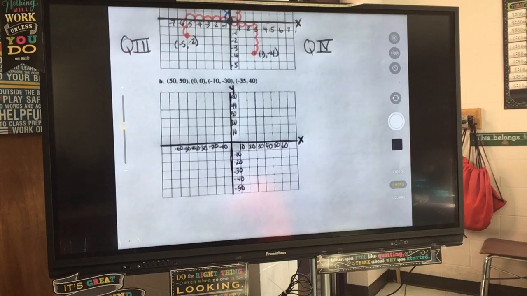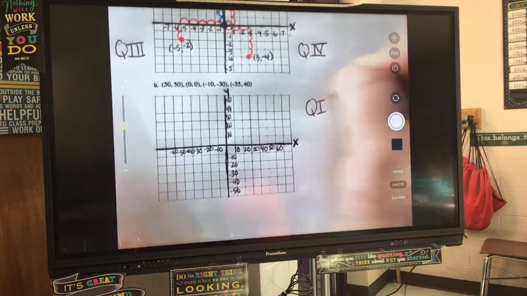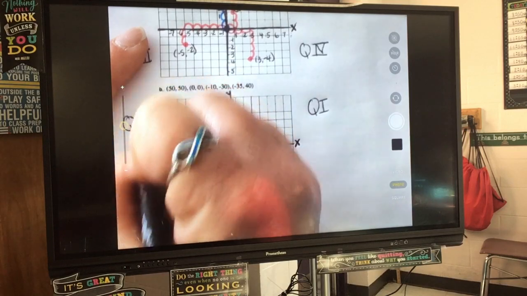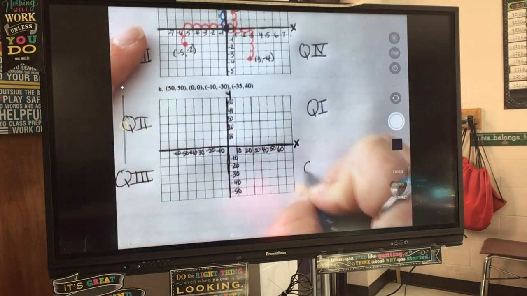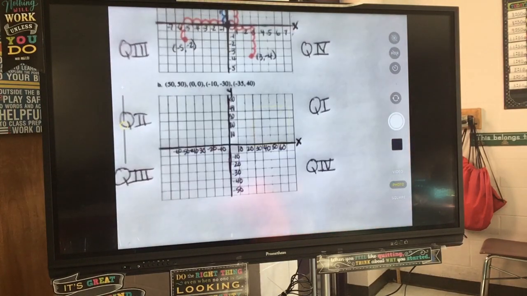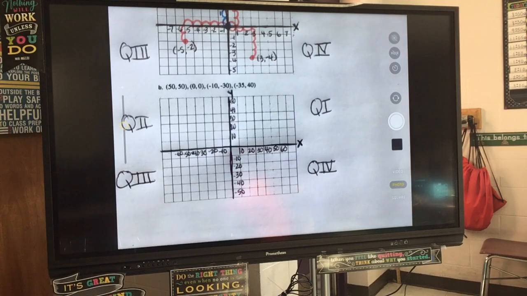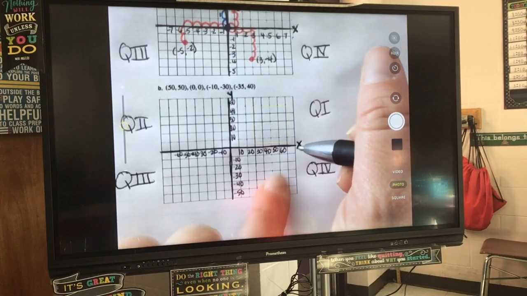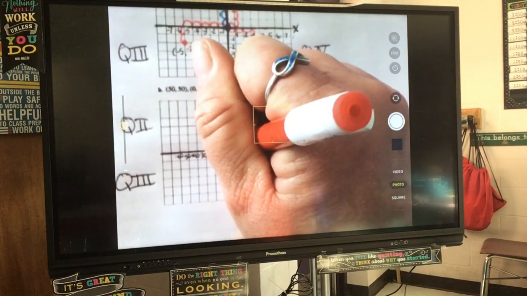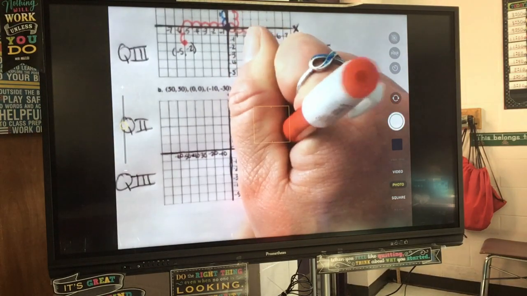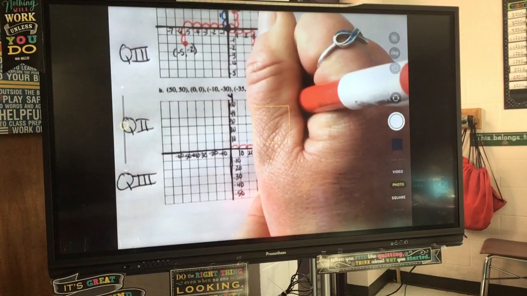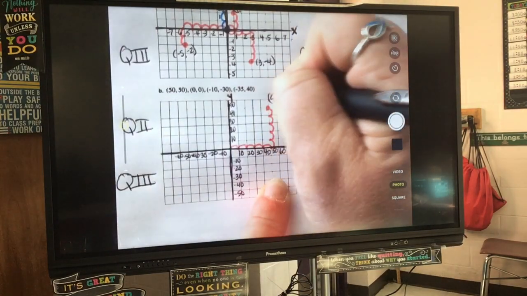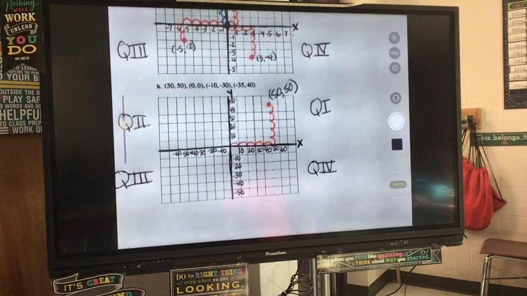All right, let's go ahead and plot our points now. Someone first and foremost tell me what quadrant the first point's going to be in, and then how do I get there? Callie: It'll be quadrant 1. Quadrant 1, okay, how do I get there? You go to the right 50. So I go to the right to 50, right? What direction do we always have to go first, Callie? Right or left. Right or left, okay. All right, so that's the first point.